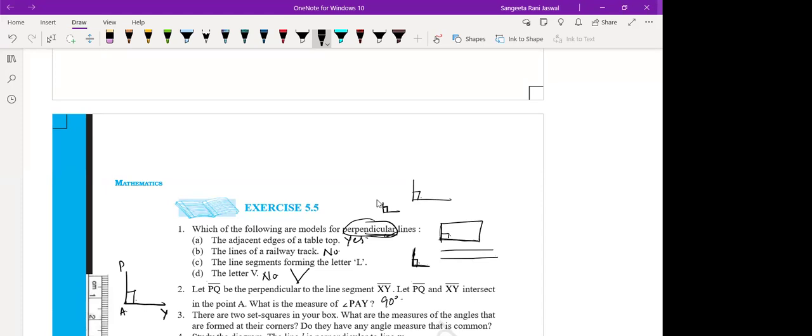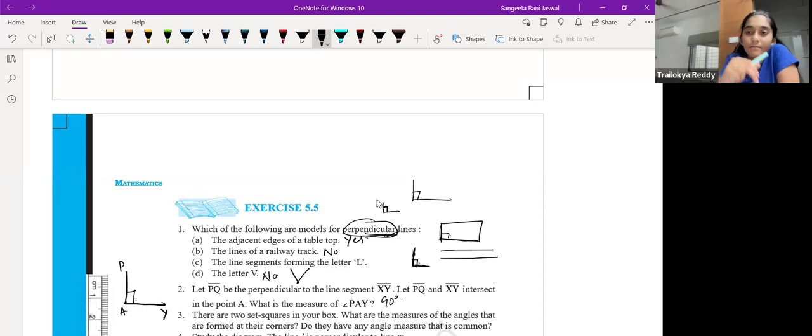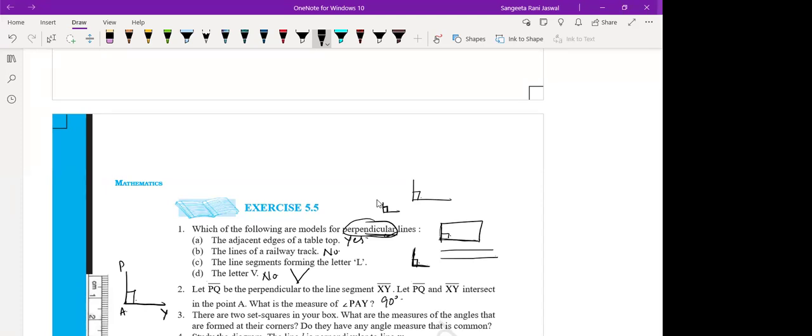Can you see these two black lines here? Yes, ma'am. So they have equal distance everywhere, so I can call it a parallel line. So that means parallel lines never meet, ma'am, and the distance between them at every point is the same. Okay. And what is a perpendicular line?